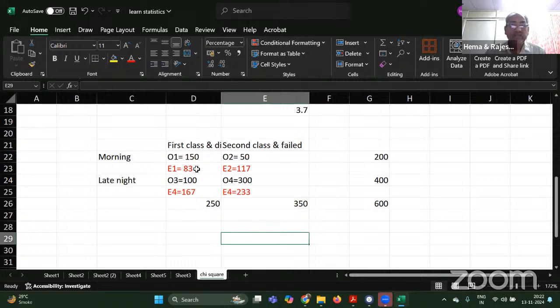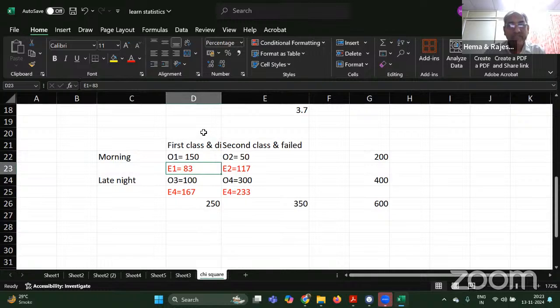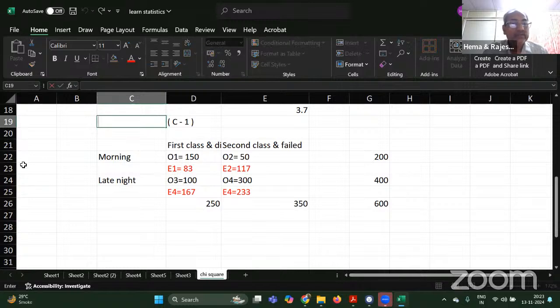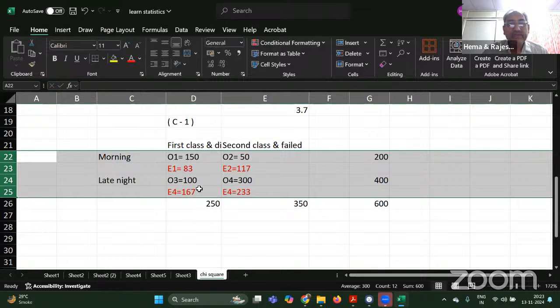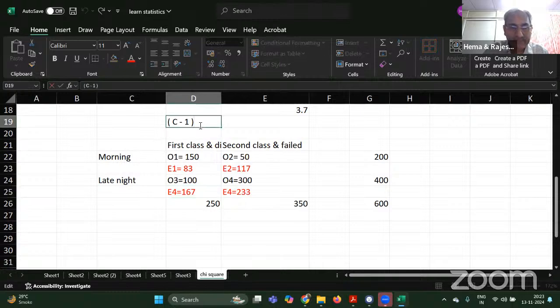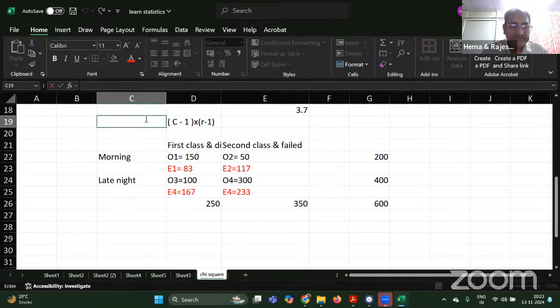Now here you can say the degree of freedom means once you change this, the rest of the things you cannot change. So the degree of freedom is equal to the number of columns minus 1, multiplied by the number of rows minus 1. These two are rows, right? So the rest of the thing will be the result. That will be the degree of freedom.